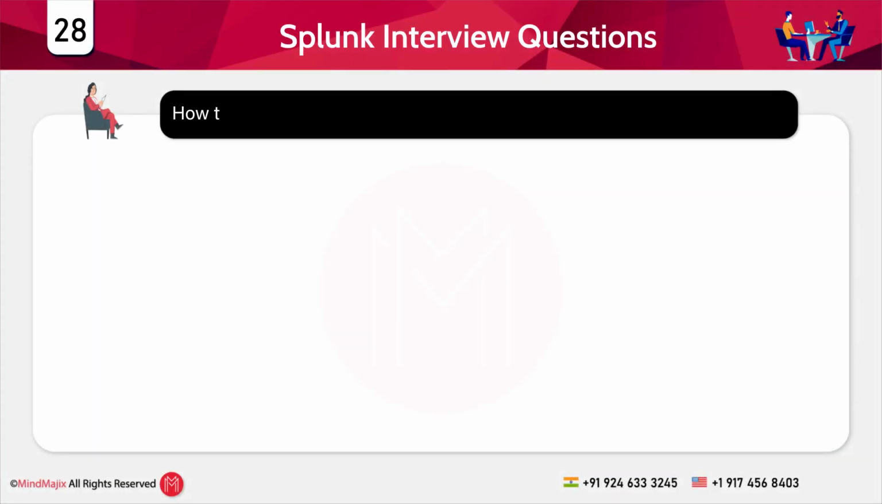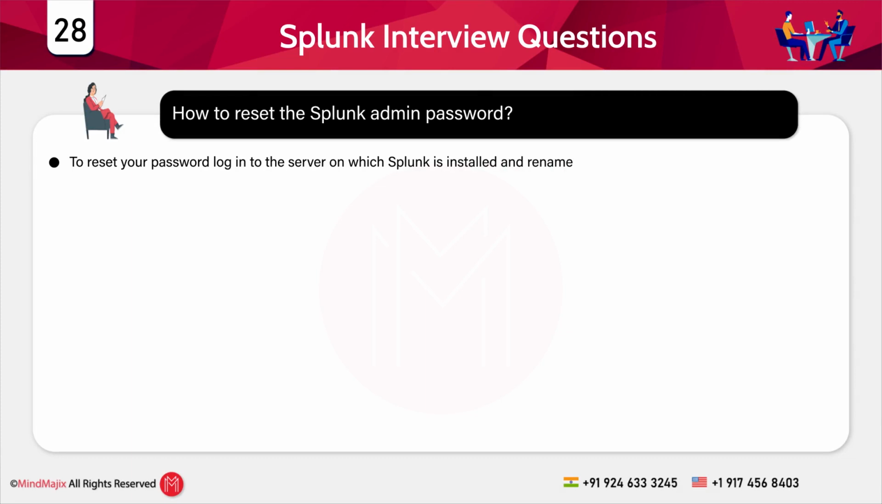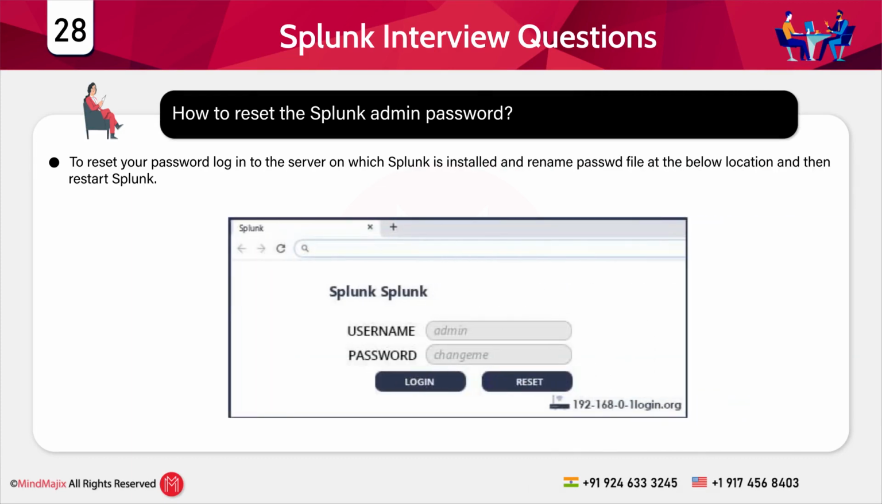So the question is how to reset the Splunk admin password. To reset your password, log in to the server on which Splunk is installed and rename the password file at the location, and then restart Splunk. After you restart, you can log in using the default username and the new password that you have set in the previous step.